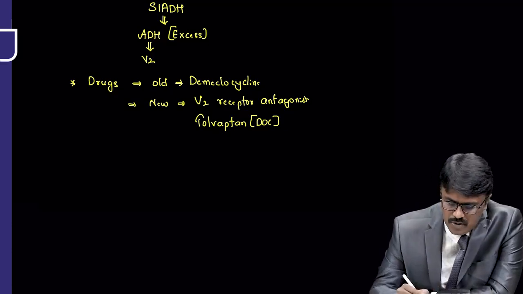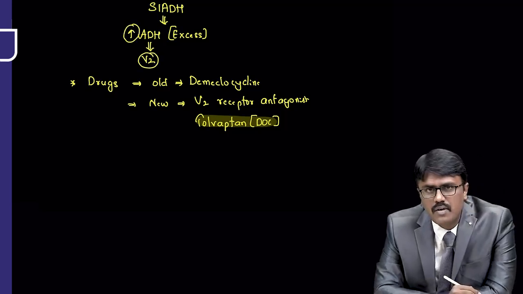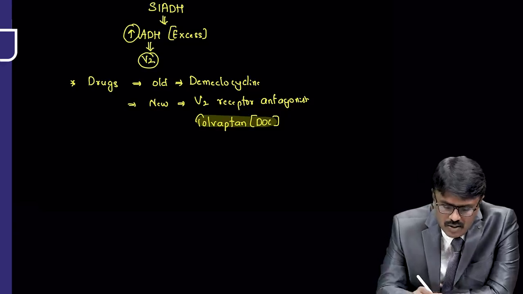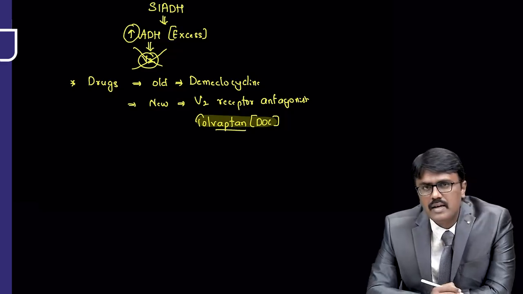Tolvaptan is the drug of choice for SIADH because in SIADH the ADH action is more and it will act on V2 and produces antidiuretic effect. And what should I do? I should block the V2 and that is done by V2 receptor antagonist, that is tolvaptan. That is the drug of choice for SIADH.